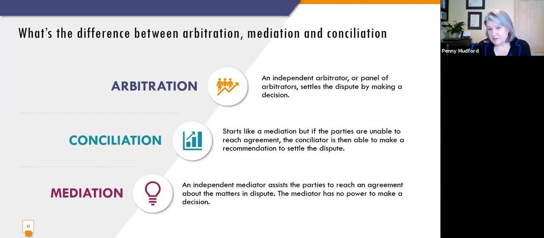So arbitration, if we start with that, is a decision-making process where if there's a dispute, an independent arbitrator or sometimes a panel of arbitrators settles the dispute by making a decision. That's a fairly formal dispute resolution process. Usually claims are set out and responses are provided. It's based on evidence. There's a formal hearing and the arbitrator will write up a decision that's called an award. So that's the more formal process.